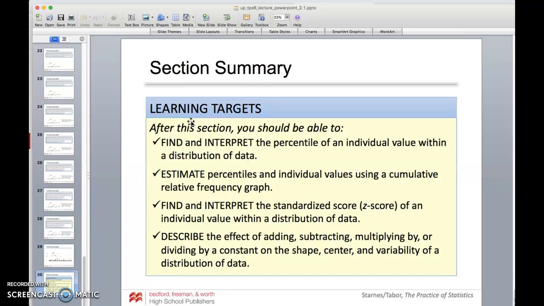All right, learning targets from the first part: we should be able to find the percentile of an individual within a distribution. We should be able to estimate percentiles using the cumulative relative frequency graph. We should be able to figure out the z-score, the standardized score, where you take the actual score minus the mean divided by the standard deviation. And of course, we should be able to talk about transforming data. What if we add, subtract, multiply, or divide? What happens to the shapes, centers, and variabilities of those distributions? So that's section 1 out of chapter 2.